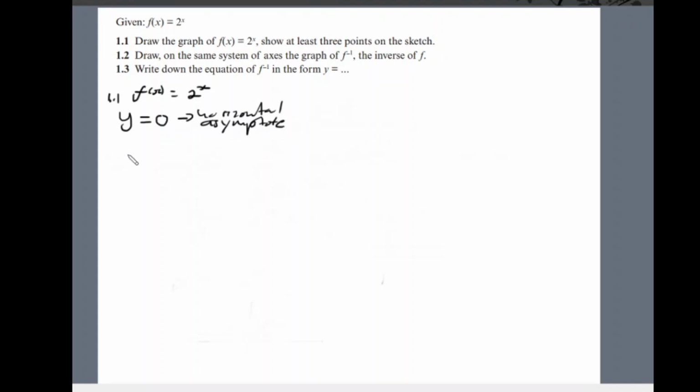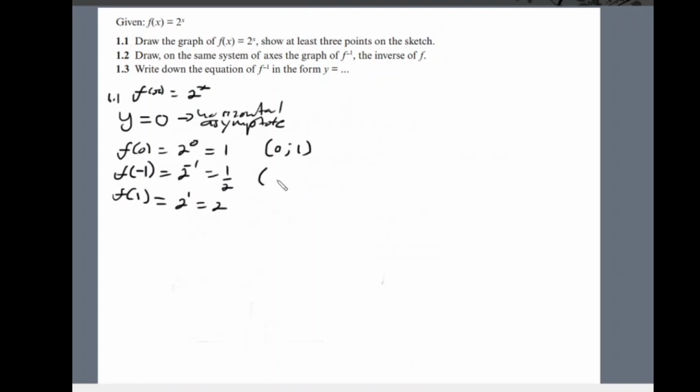And then to calculate the y-intercept, we let x be 0. Then we have f(0) = 2^0, which is 1. So the point (0, 1) is the point of our y-intercept. And then choosing other points, let's choose x = -1. When x is -1, y is 1/2, right? And then another point, let's choose x = 1. When x is 1, y is 2, right? So we have the point (-1, 1/2) and the point (1, 2), right? And then the sketch will look like this.